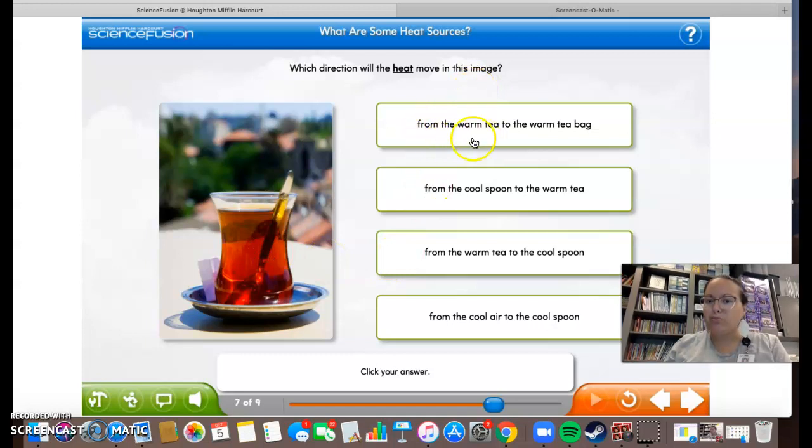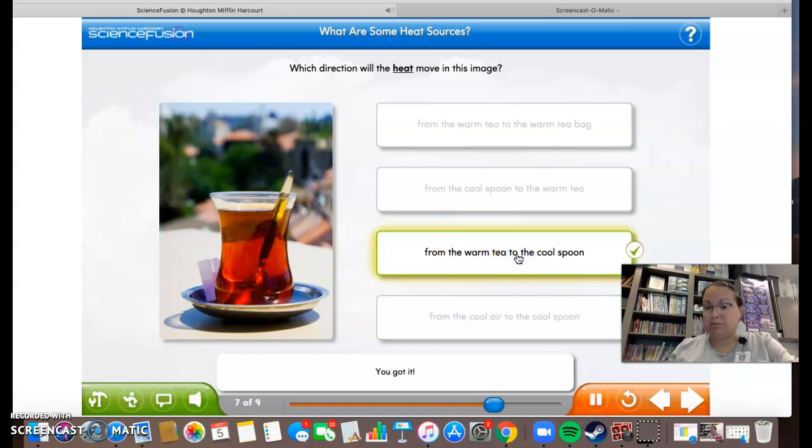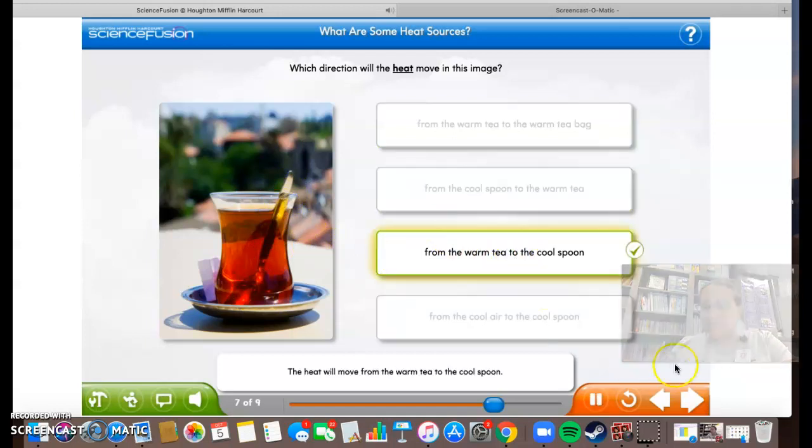What about from the warm tea to the already warm tea bag? If they're already the same temperature, the heat's not going to travel one way or the other. It's going to stay right there. So the only answer is it's going to go from the already warm tea to the cool spoon to warm up the spoon. You got it! The heat will move from the warm tea to the cool spoon. That's because heat moves from warmer objects to cooler objects.